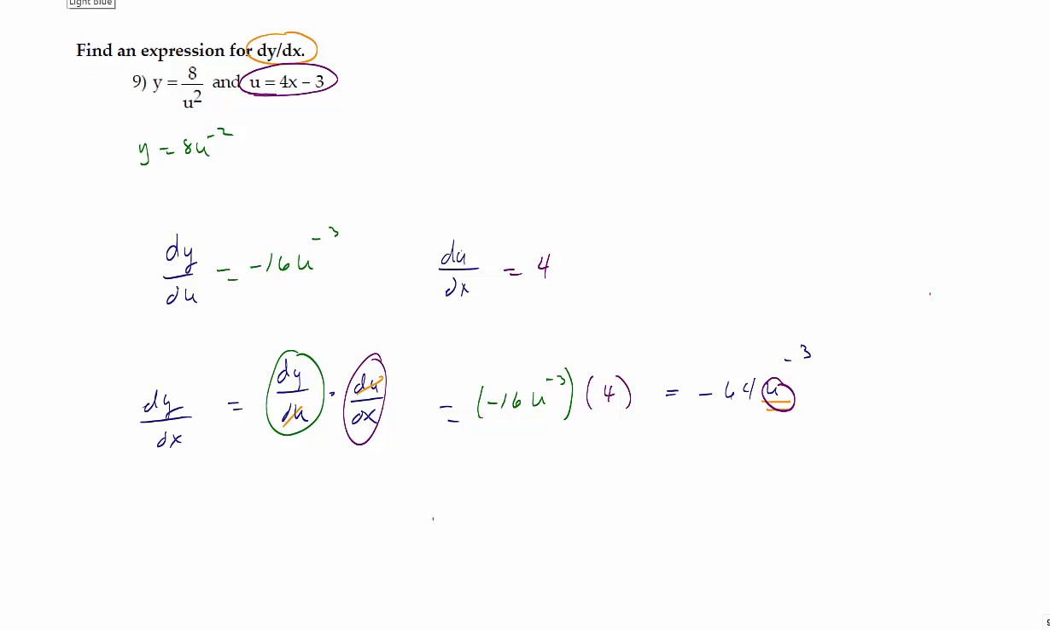So last step, dy/dx is going to be equal to negative 64 times, now I know what u is, 4x minus 3 to the negative 3rd power. I'd be happy with you writing your answer like that, but if it's multiple choice, you've got to match it up. So we're going to have negative 64 in the numerator, and then 4x minus 3, with positive 3 now in the exponent.